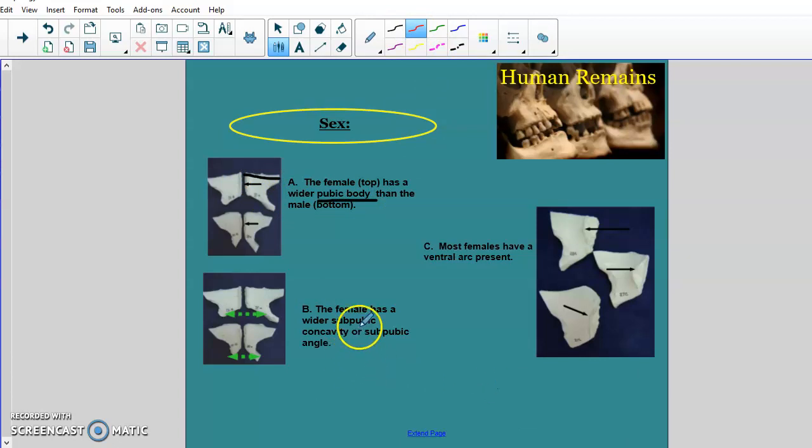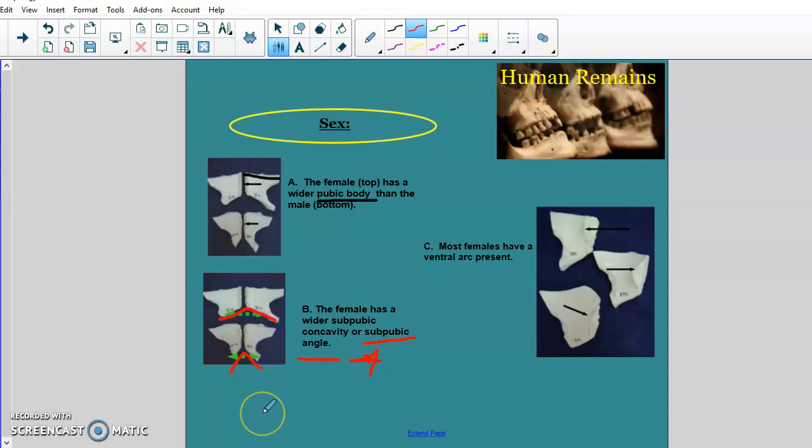The second indicator is what we call the subpubic angle. And this is probably the one that I would star. I feel like this is the easiest and most consistent indicator. And in females, the subpubic angle, which is right here, is always obtuse, and in males, it's usually acute.